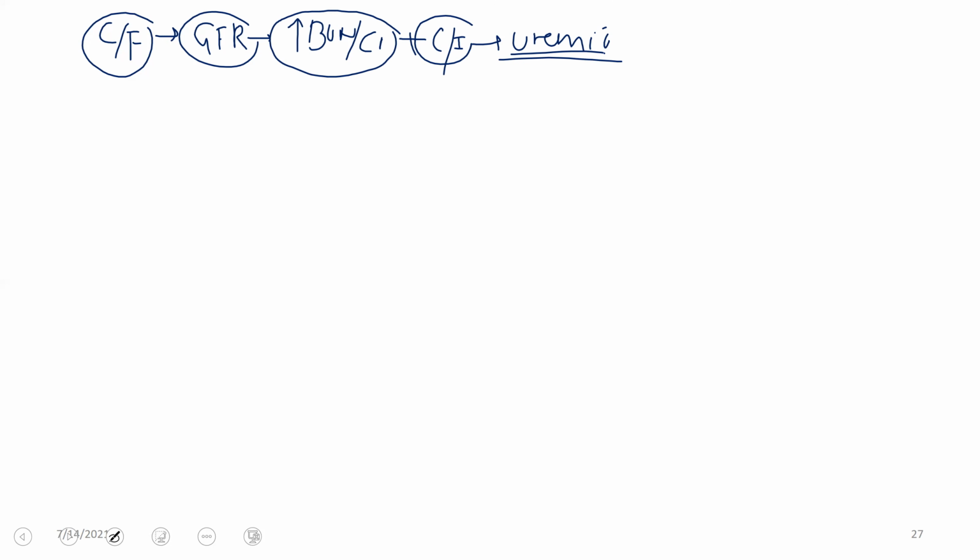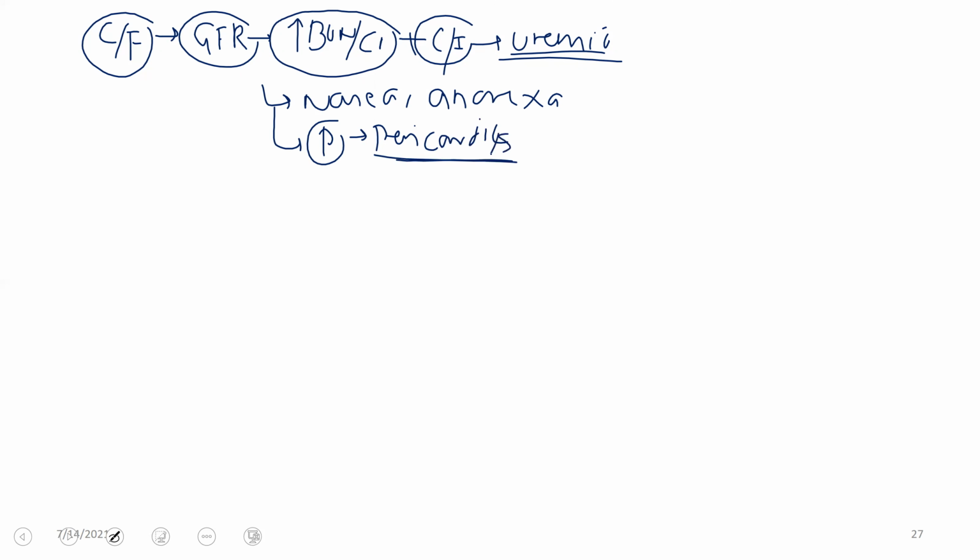As I've already said, there is increased level of nitrogenous waste product in the blood, and that will manifest with nausea and anorexia. Not just that, these nitrogenous products like urea and creatinine will get deposited into the pericardium, and that will manifest with pericarditis. So pericarditis can be seen in a patient having chronic kidney disease with uremia for a long period of time.